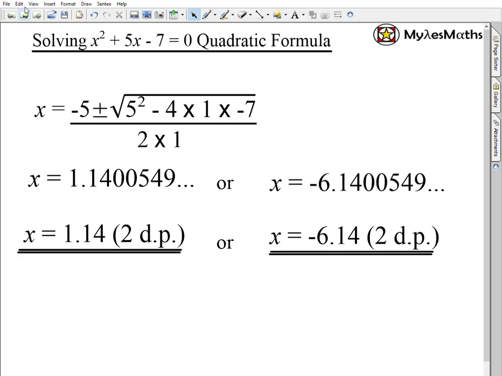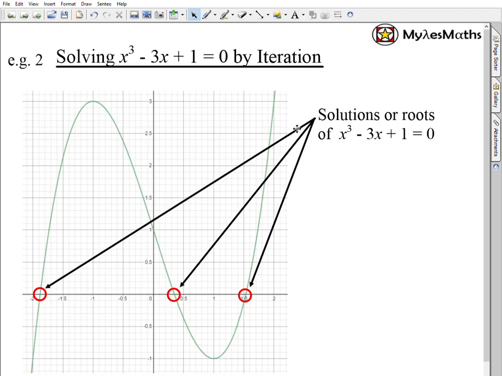So why use iteration at all? Well, the reason we use it is because when you have a cubic such as this, there isn't a cubic formula in the same way there's a quadratic formula. There isn't a simple formula that you can use to get a solution to a cubic equation. So iteration is a method of doing this. And here with this particular cubic, I've got 3 possible routes that I could find.